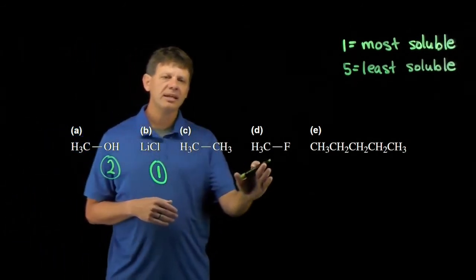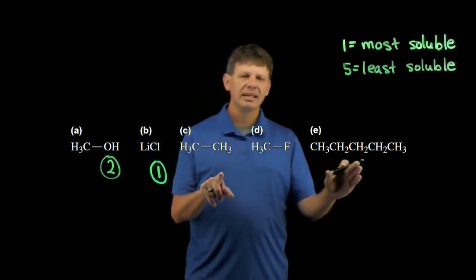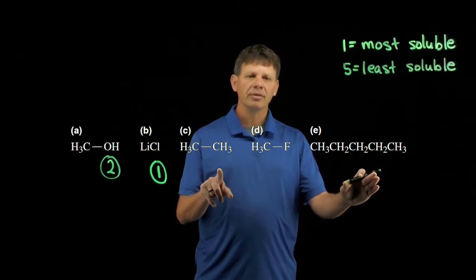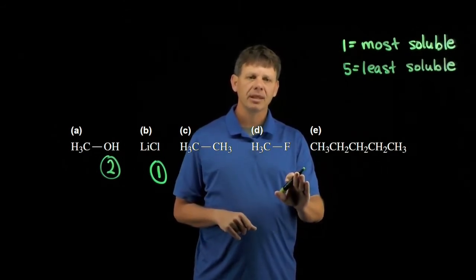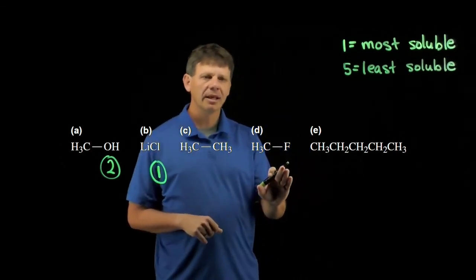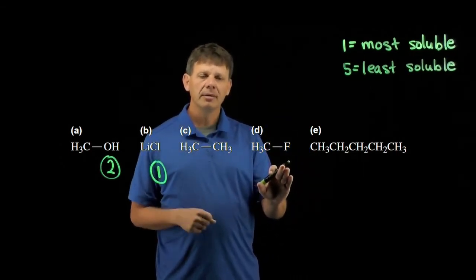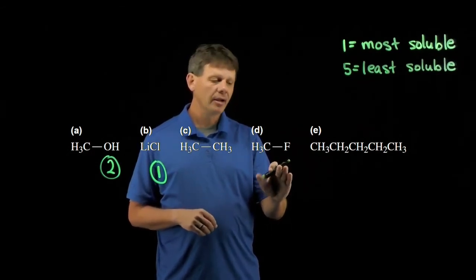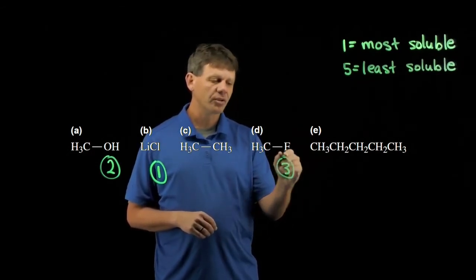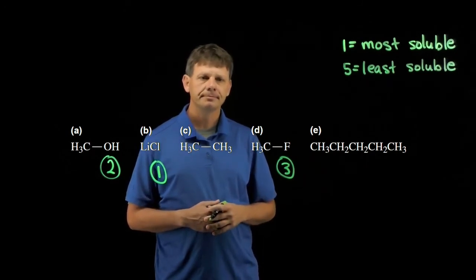If we compare C, D, and E, we'll note that C and E are both alkanes with no other electronegative atoms attached, but D is fluoromethane having the electronegative fluorine. This is going to make fluoromethane a somewhat polar compound and therefore the next most soluble in water.